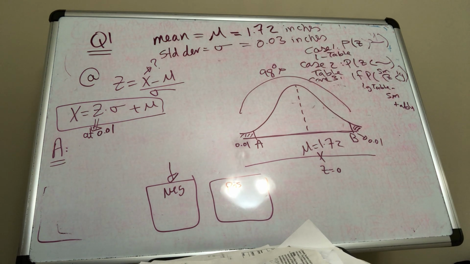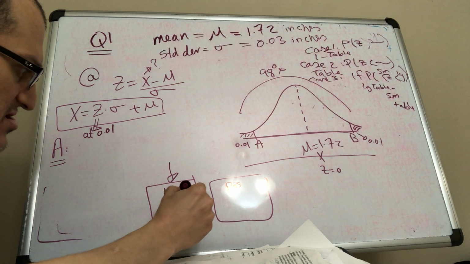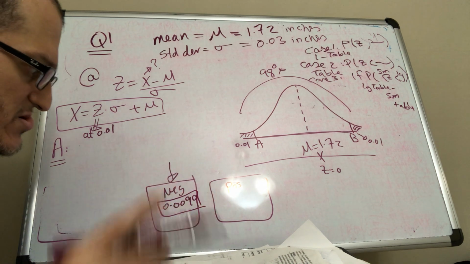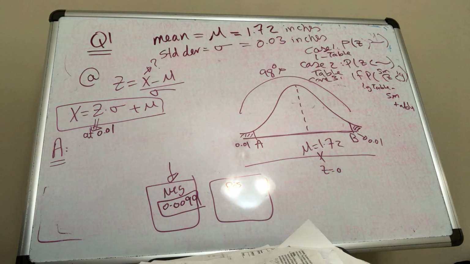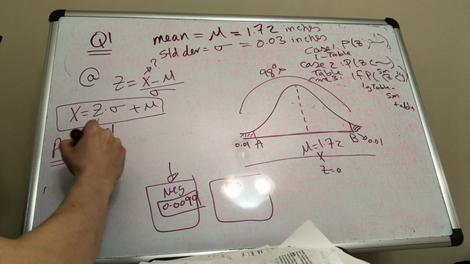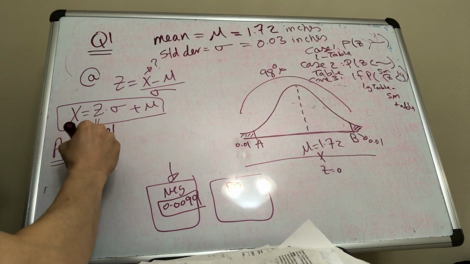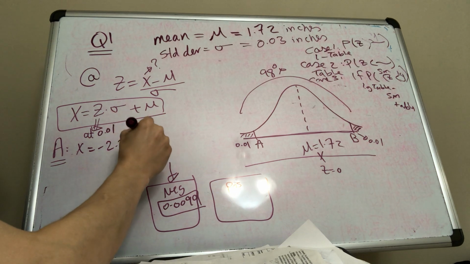You'll see that in the table there is a 0.099. That's very close to 0.1. You can't see anything closer. And if you read the z table for the z number, it's minus 2.33. So this is z equals minus 2.33.